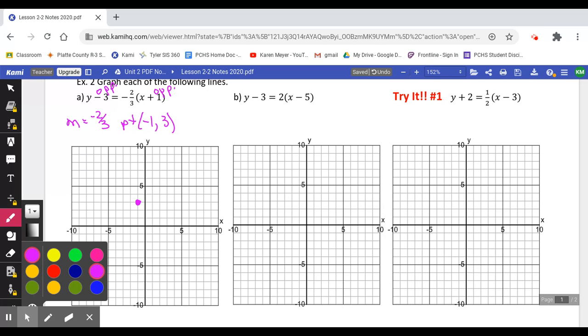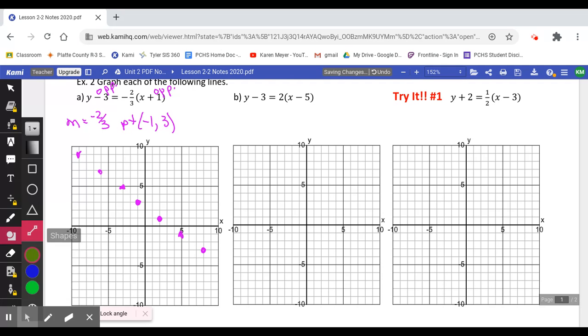And then from that point, you can do your slope. So go down 2 and to the right 3. Down 2 and right 3. Then, of course, you can also do your slope backwards. So you can go up 2 and left 3, up 2, left 3. And then we get to draw on our line and be done. Yay!